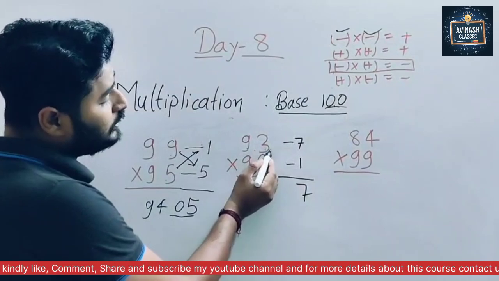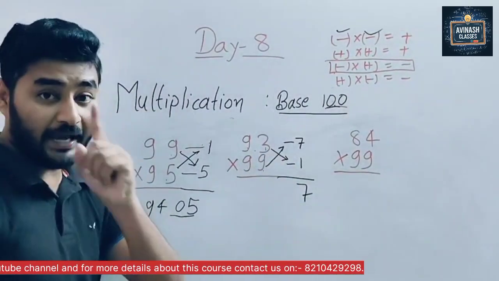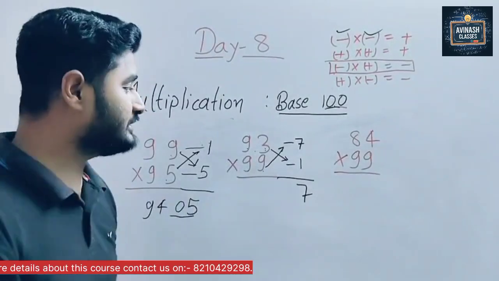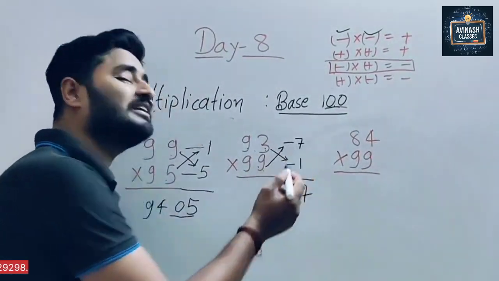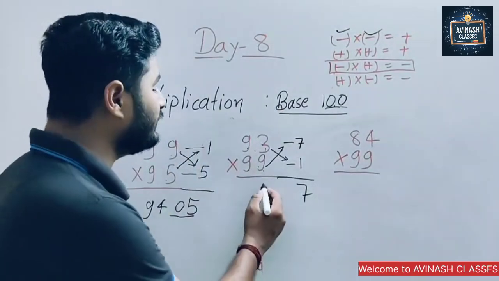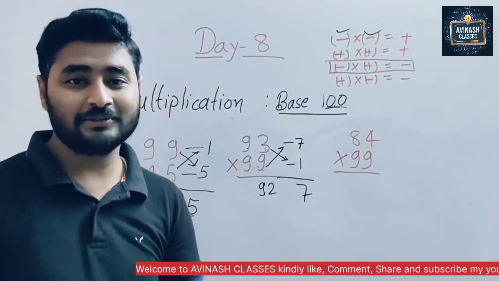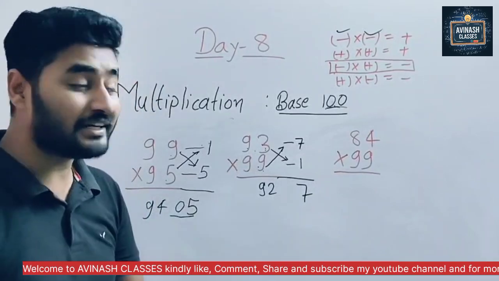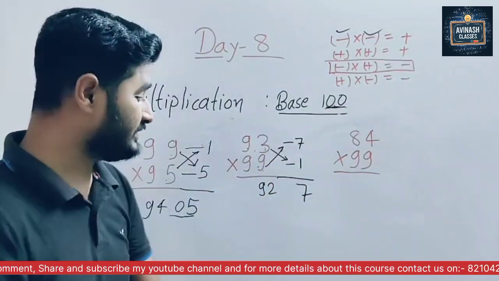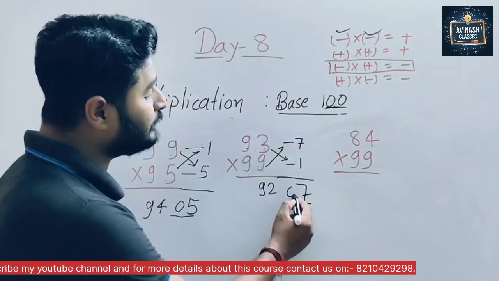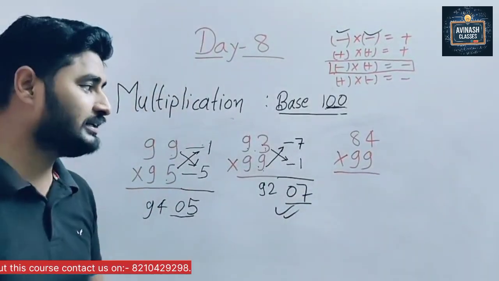Now either you do 93 minus 1 or 99 minus 7. Any one, we get the same answer. 93 minus 1, 92. And 99 minus 7, 92 only. So here we write 92. Again my question, is this correct? No sir. Why? What is the mistake here? Sir, because for base 100 we require 2 places, but here there is only 1 place. So we keep a 0 here. Now it is going to be correct. Hope you understand this one.